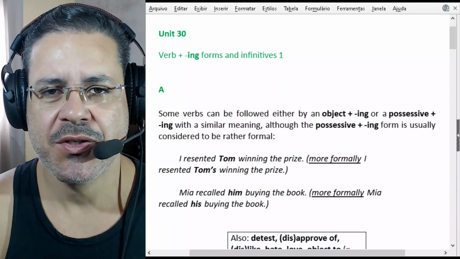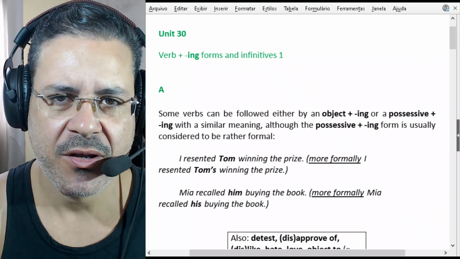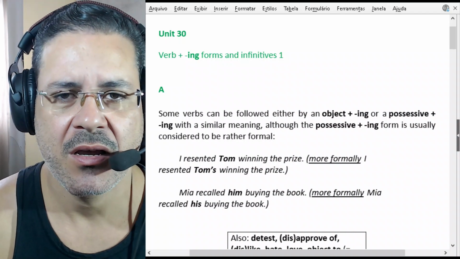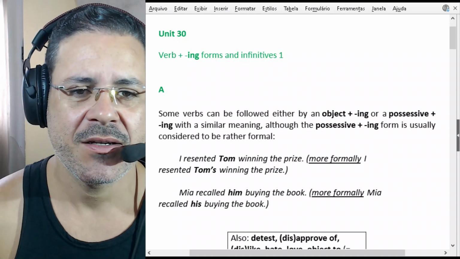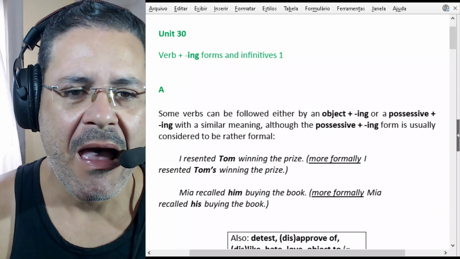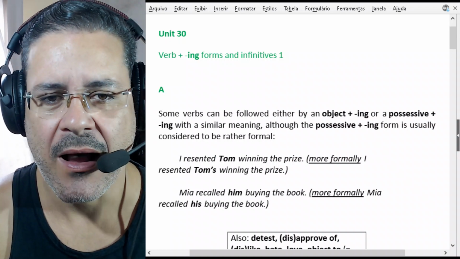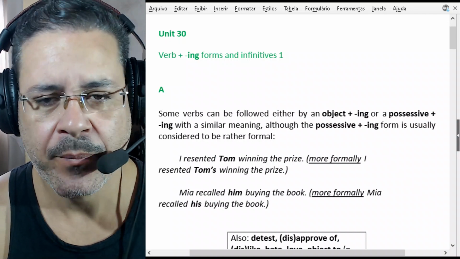Today we're going to be talking about another unit of British English grammar. We're talking about Unit 30. This is about verb and ing forms and infinitives 1.